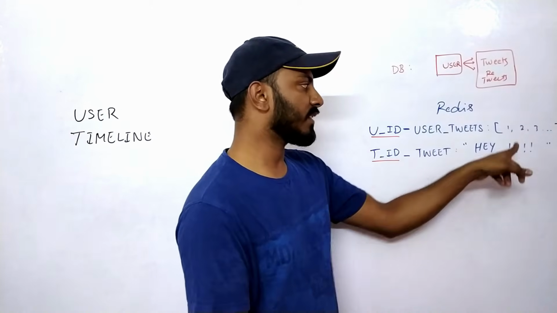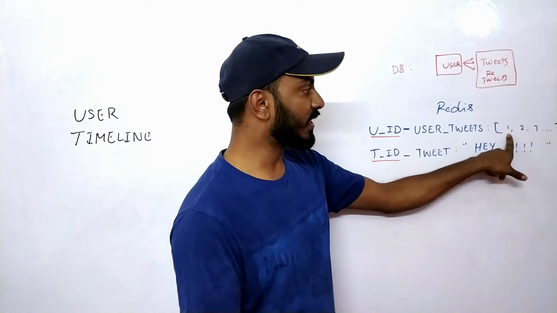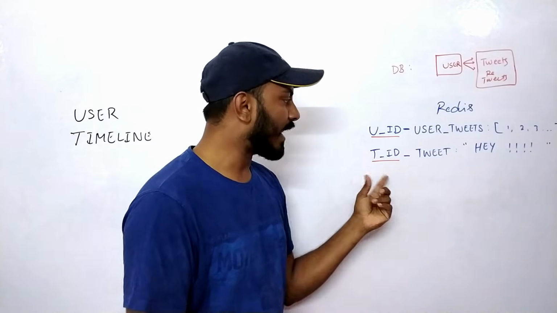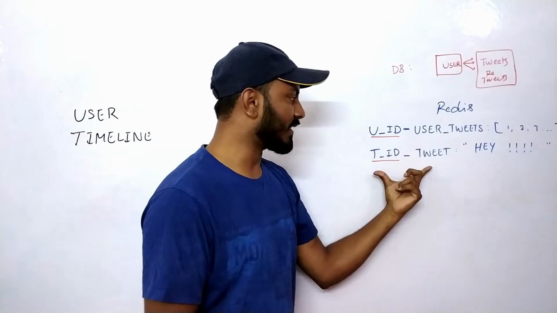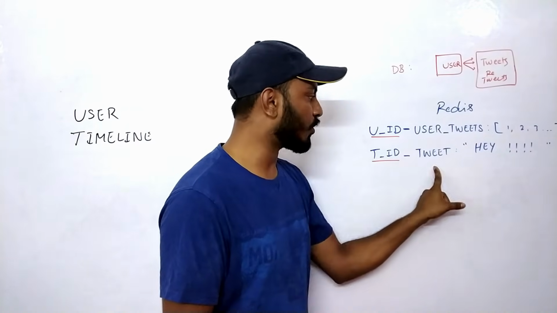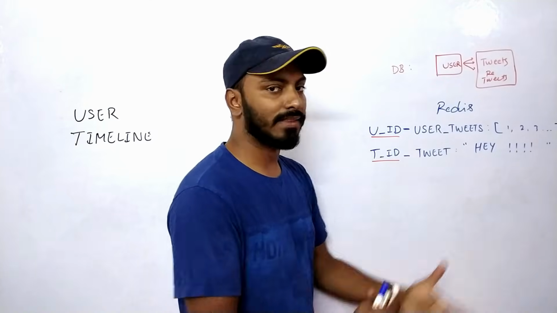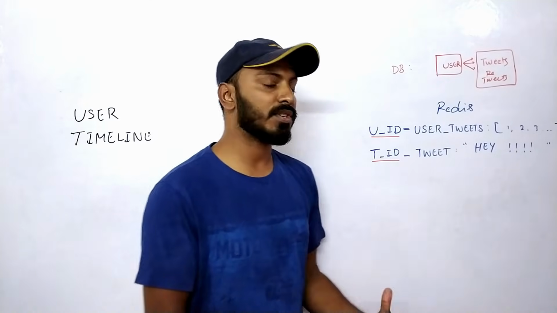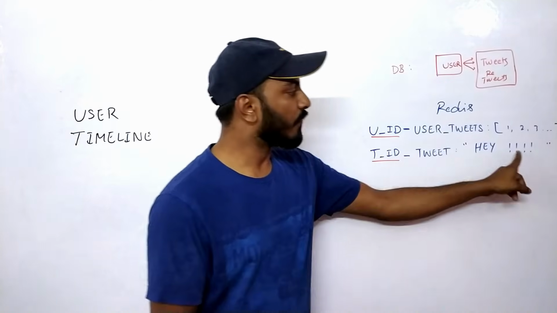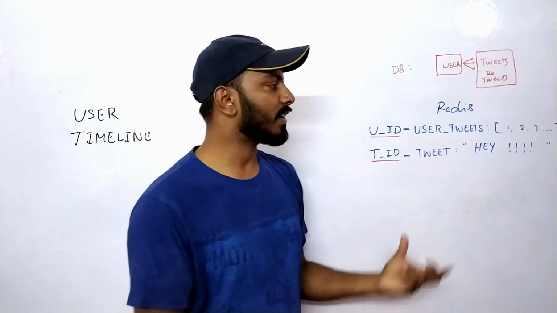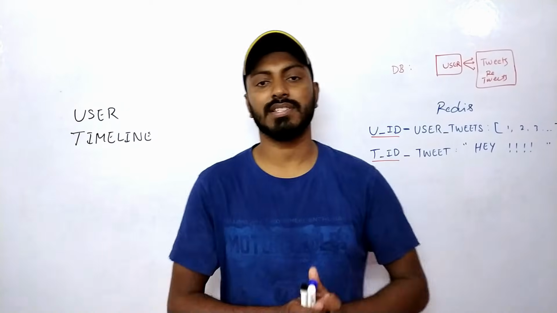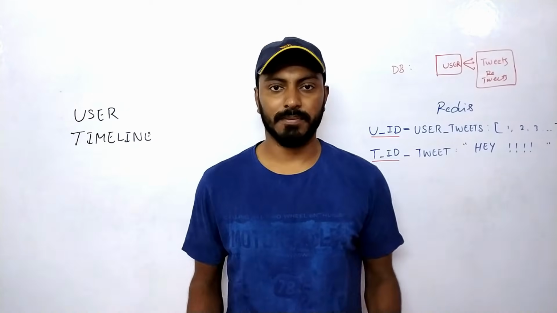Then what we need to do is, by the tweet ID over here, you can get the exact tweet from Redis itself. So 1_tweet, 2_tweet, like that. We can get all the tweet information which is saved in Redis, which can also have other metadata. And with all of the data, we can just build the user timeline.